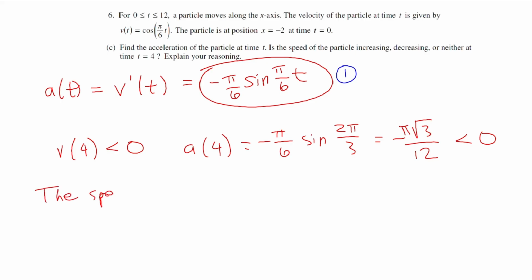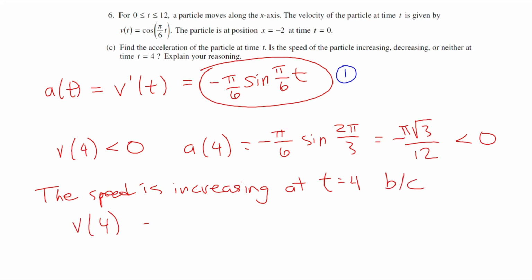So we will say the speed is increasing at t equals 4 because v of 4 and a of 4 have the same sign. And you can say they're both negative if you want. That's acceptable too. But just saying that they have the same sign is perfectly sufficient. You got 2 more points for the correct conclusion with reasoning.